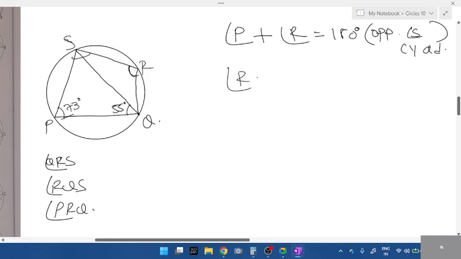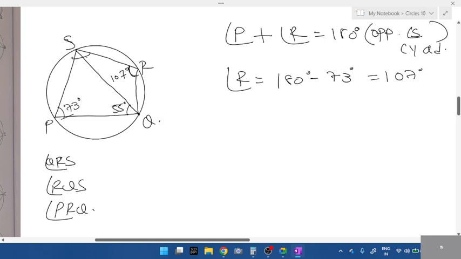I'll write it directly. Angle R is equal to 180 minus 73, answer 107. Very good. So in a 3 marks question, you'll get 1 mark for this, including the property. You write the property, 1 mark. That's the bracket one which I've written. Next, the second one, RQS.